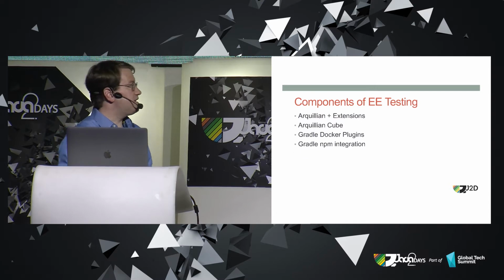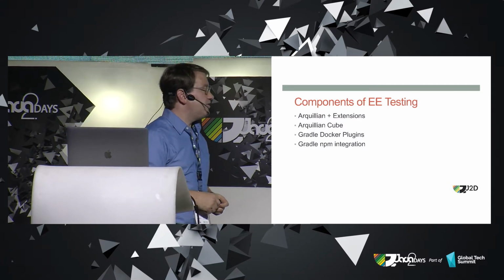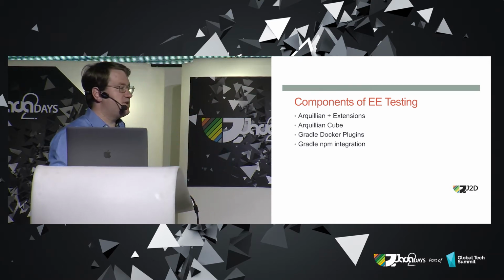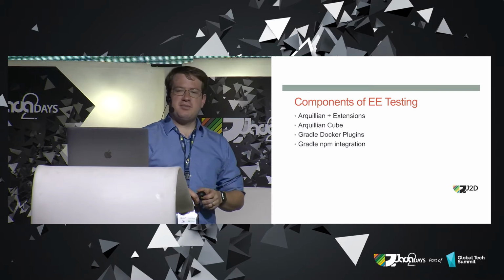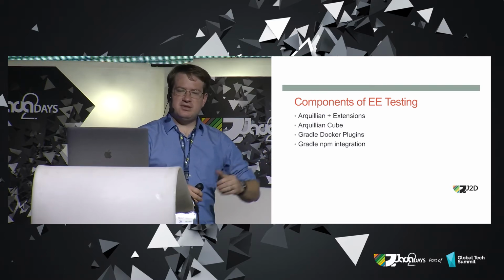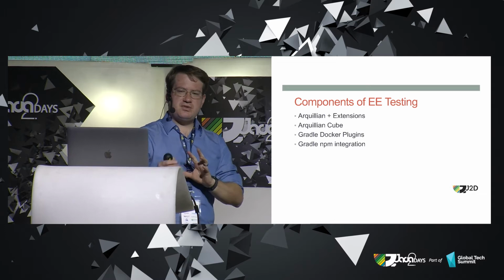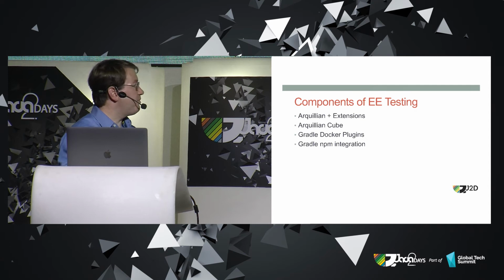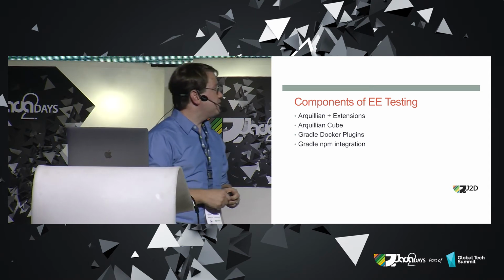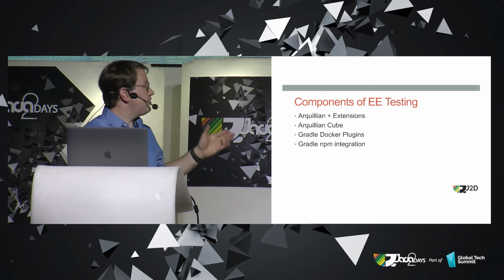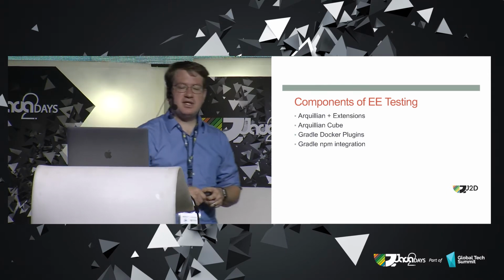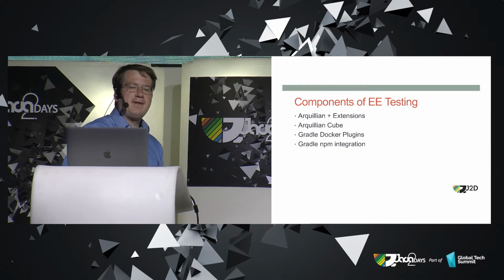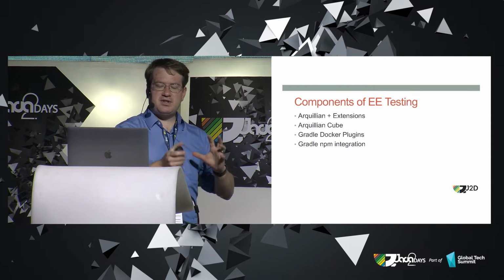The components of EE testing we're going to look at today are Arquillian and some of the interesting Arquillian extensions, such as Arquillian Cube, which allows us to easily control Docker. We'll see how easily Arquillian makes it to test enterprise applications, and then how you can use Arquillian Cube to build up more complicated testing environments and deploy them. We'll also look a little bit at Gradle Docker plugins and the Gradle NPM integration that allows us to kick off NPM builds and run JavaScript unit tests as a part of that. So we'll integrate it all together.